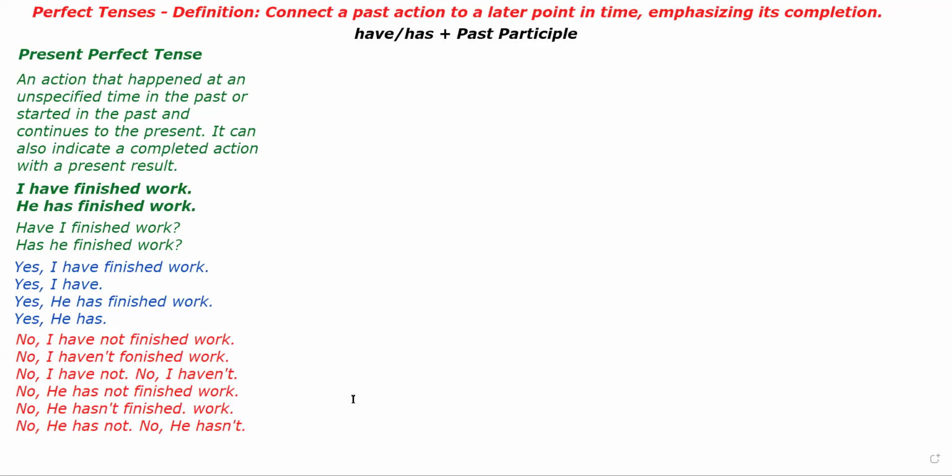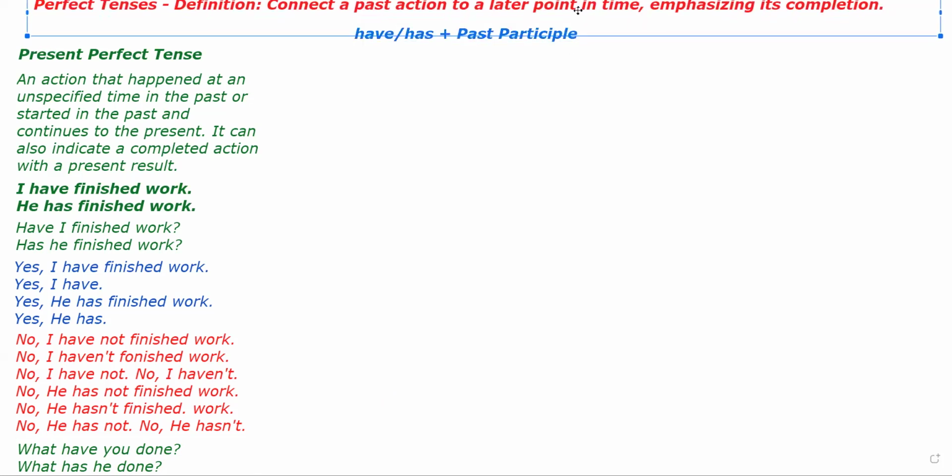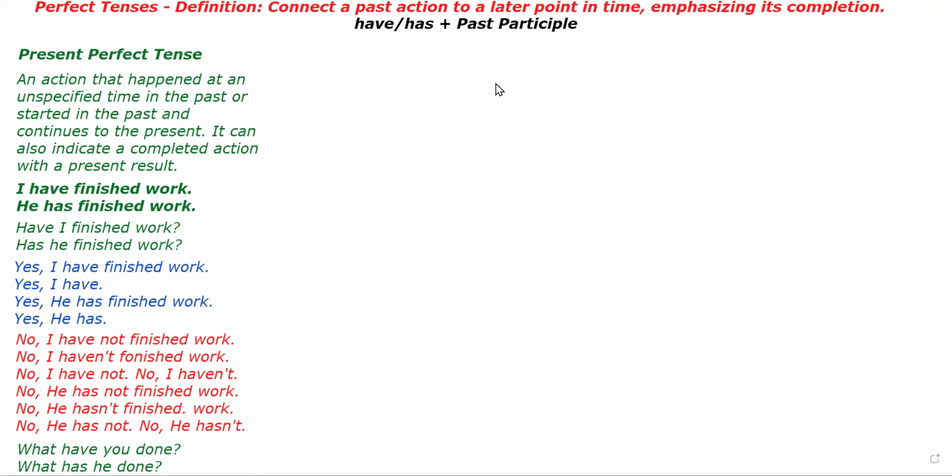Okay, very good. Now, normal questions for this perfect tense would be like, what has he done? Or let's do it with have first. What have you done, for example? What have you done? Or what has he done? There we go. Is that clear so far? Yep. Very good. So that would be the basic explanation here.